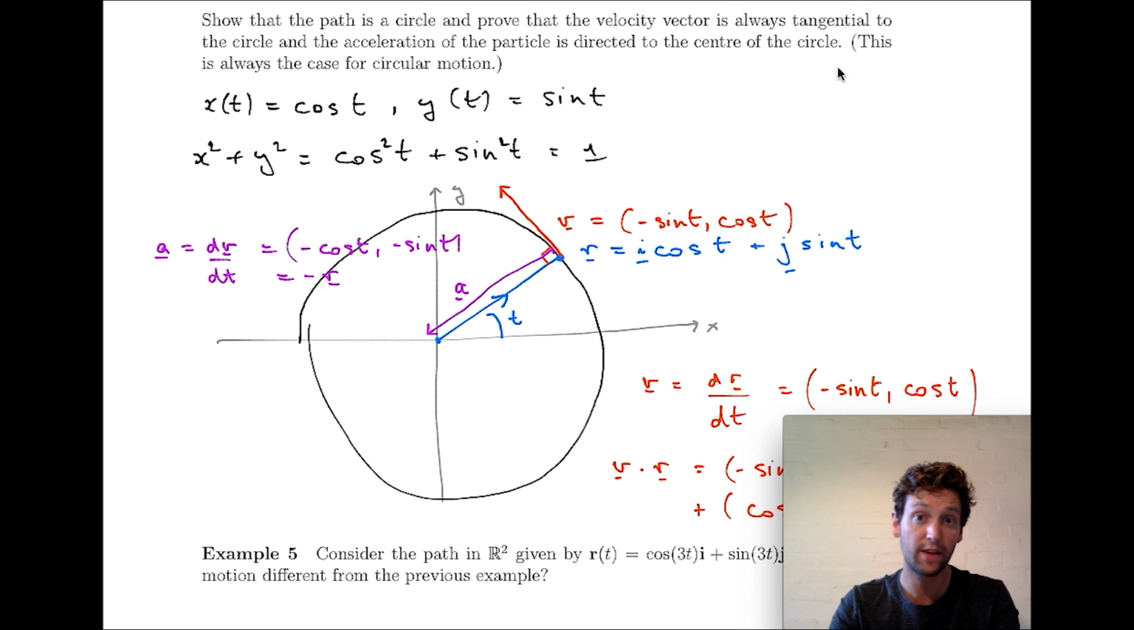So that's always the case for circular motion. We always have acceleration back towards the center of the circle. This is known as centripetal acceleration.